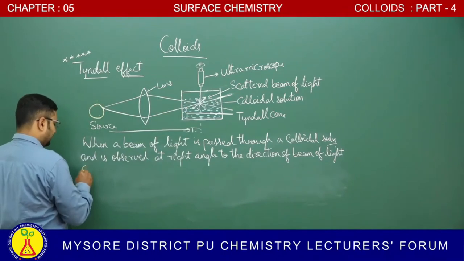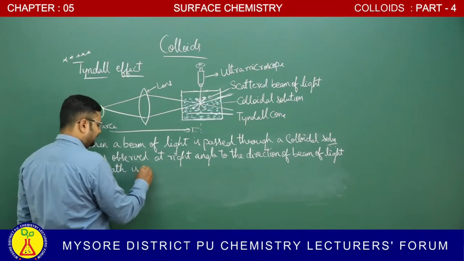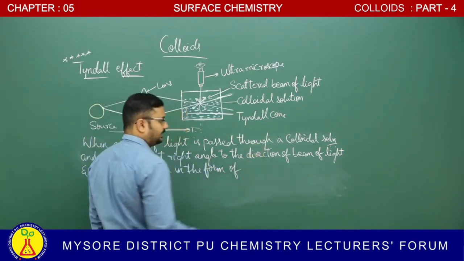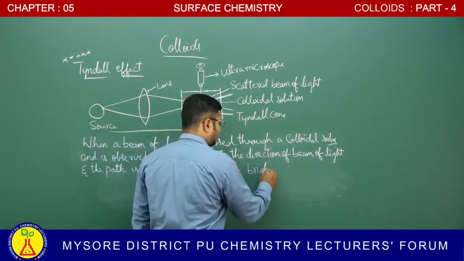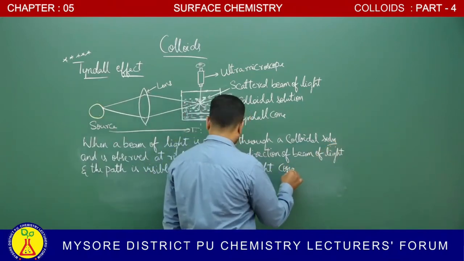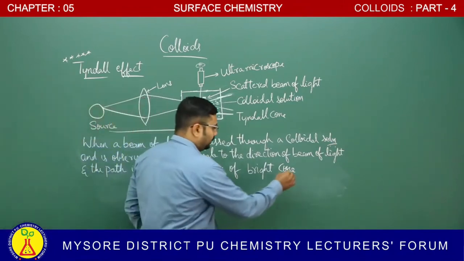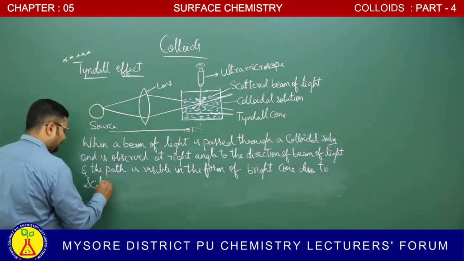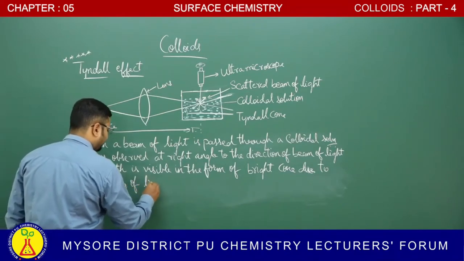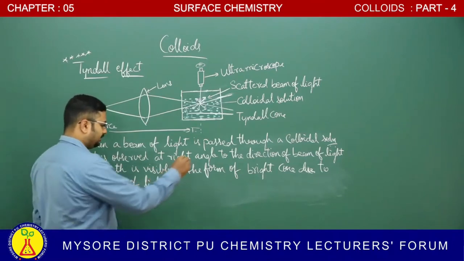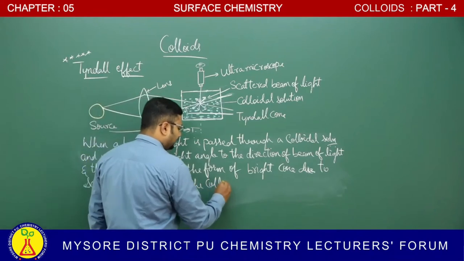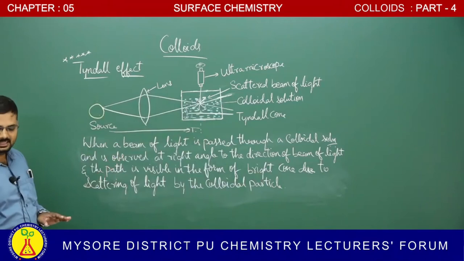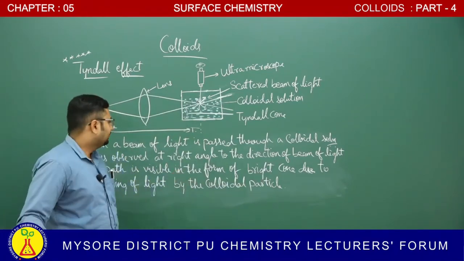The path is visible in the form of a bright cone due to scattering of light by the colloidal particles. Why does it look like a bright cone? The reason is the scattering of light by the colloidal particles. This is the Tyndall effect.